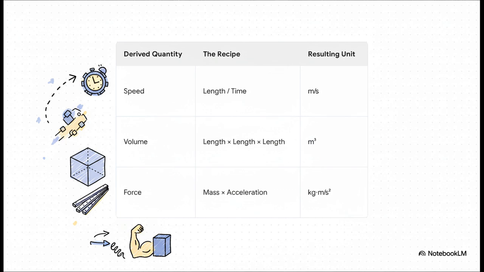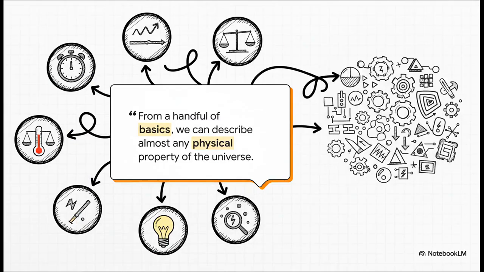What about volume? Easy. It's length times length times length, or meters cubed. Even something that sounds really complex, like force, is just a recipe of mass times acceleration, which, by the way, is also derived from length and time. It all connects back. It's so elegant. This quote just nails it. The whole system is incredibly efficient. We don't need a million different independent measurements for a million different things.